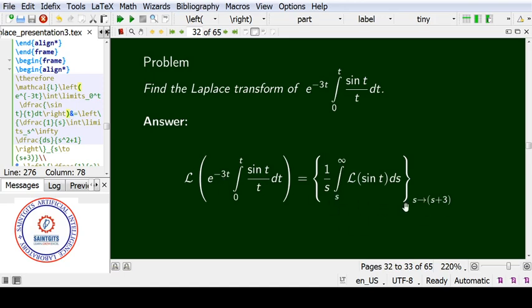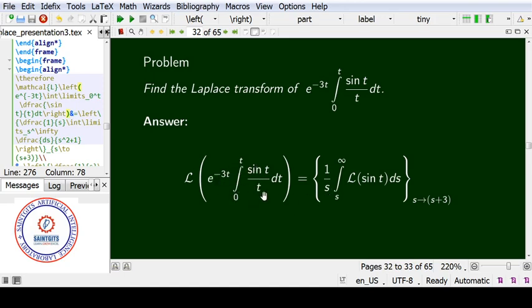You should put a bracket, that is outside operation, last operation, that is s tends to s plus 3. So e raised to minus 3 effect is like this. Next operation is integration. Laplace transform of integral is simply division by s or 1 by s. So I put 1 by s. So this much operation is over.